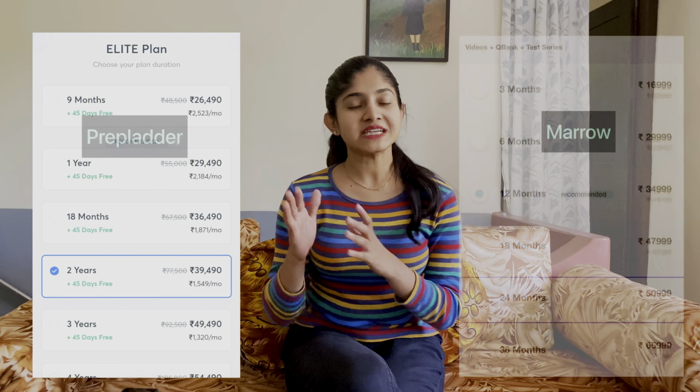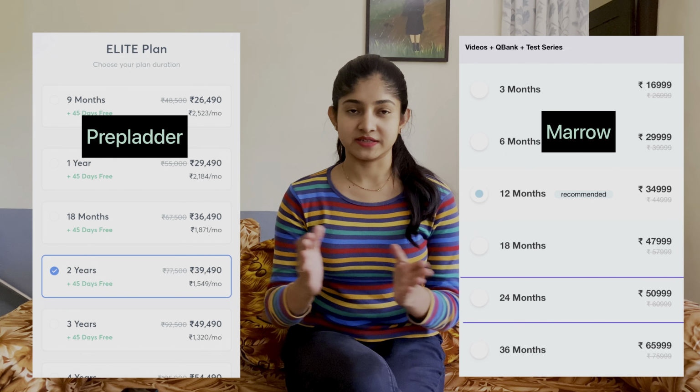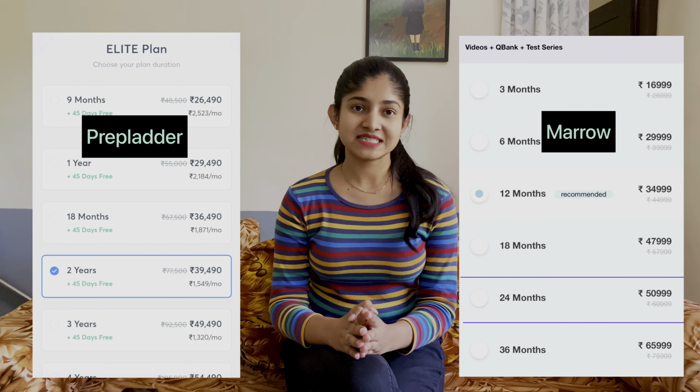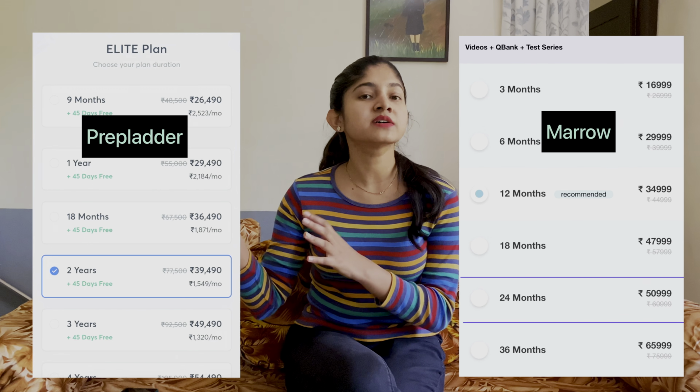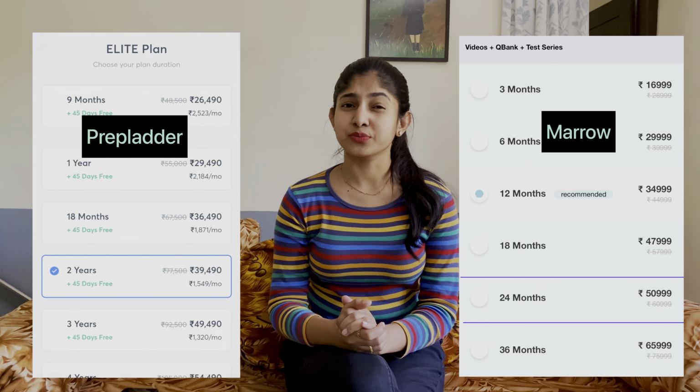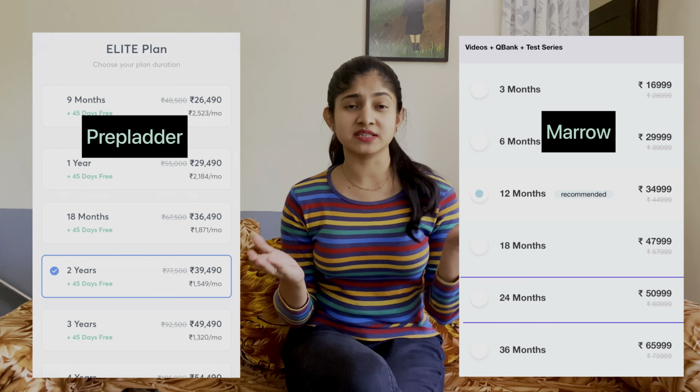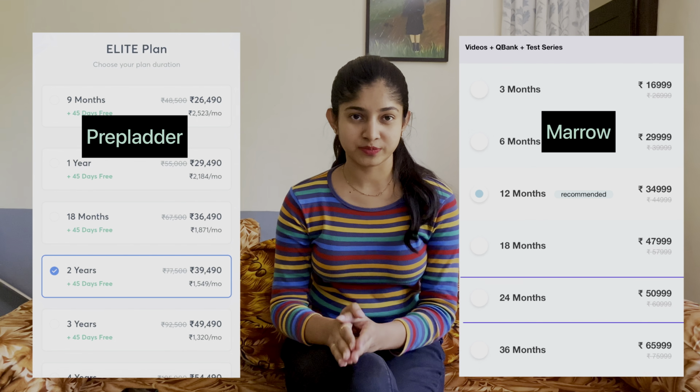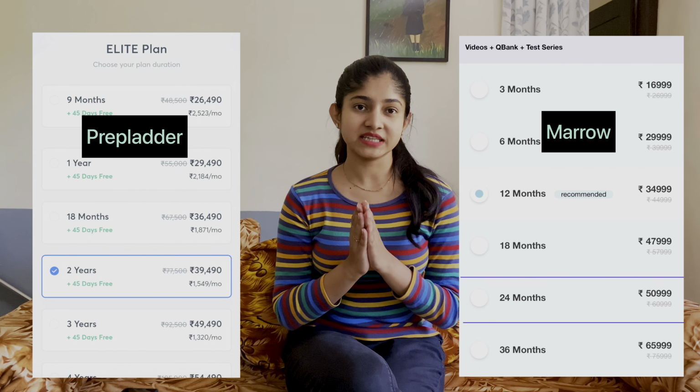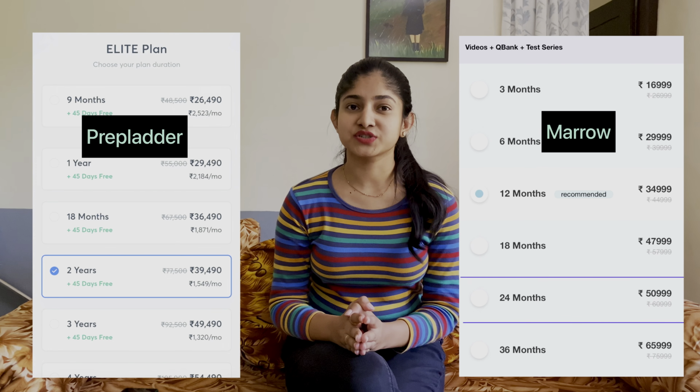Both are really good. Now coming to other factors like cost factor, when you take any of these apps for 1 year, there is not much of a difference. But when you choose these apps for a period of 2 years or 3 years or more, you can see that there are wide variations and fluctuations in the cost range between Prepladder and Marrow. As you can see on the screen, Prepladder prices are much cheaper compared to Marrow, and this is very beneficial for the students because they'll have to spend less to learn amazing concepts in Prepladder. It is very handy for the students.